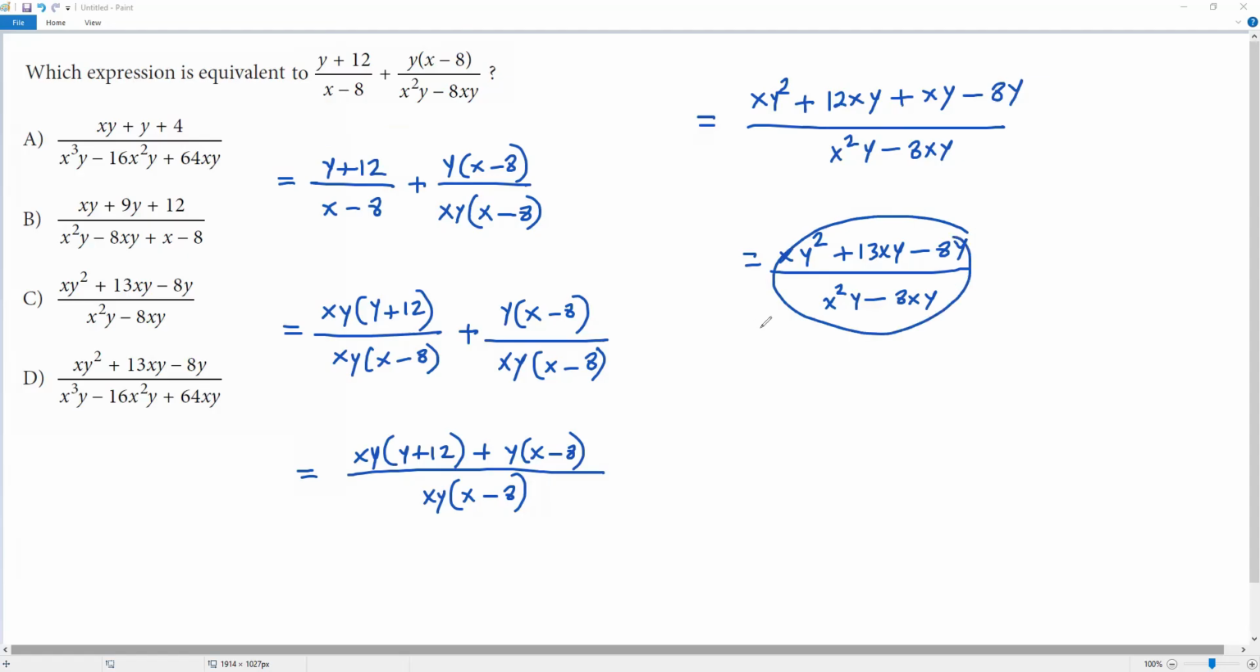Okay, in the given answer choices, I find this one in answer choice C. So the correct answer choice for this question is C.